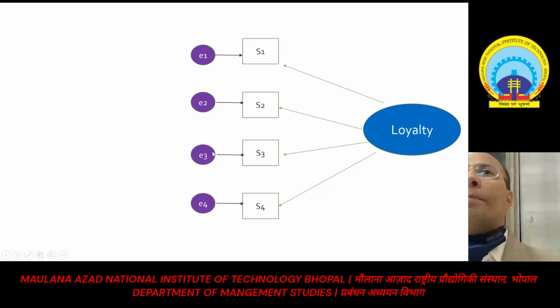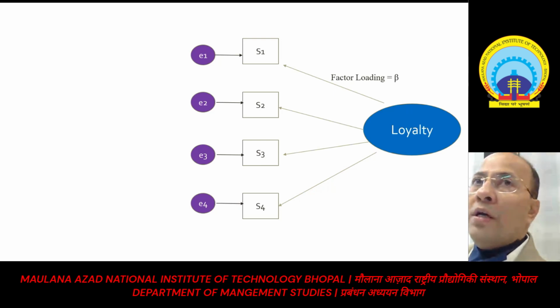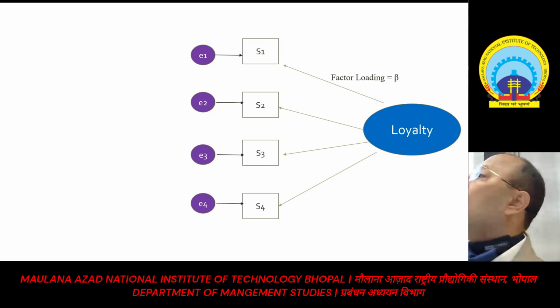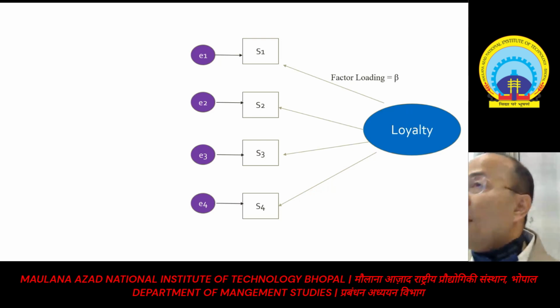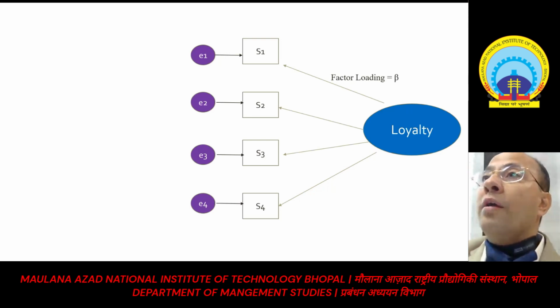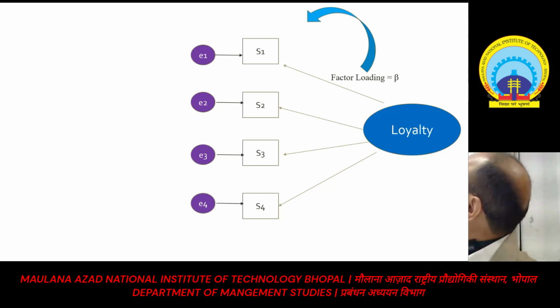Now, how the composite reliability is captured, just see. So, factor loading beta, what should be its ideal value? Threshold. Beta, what should be the ideal value? Just see inside. Outer loading, 0.708. If I take the square of it, how much will it be?